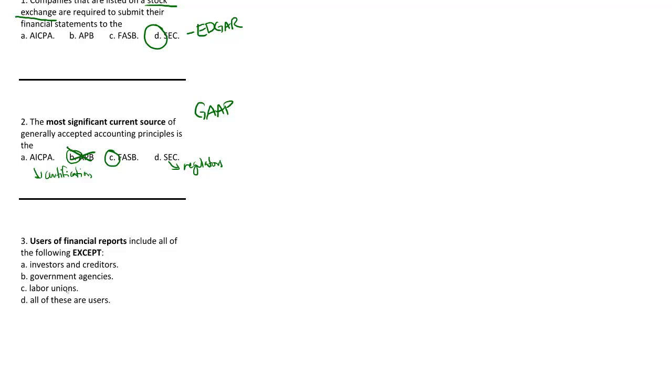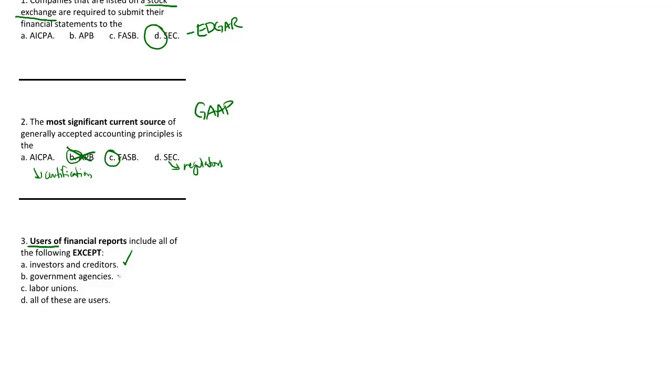Next, we look at users of the financial statements. Users of the financial statements are everybody involved, talking about investors, suppliers, customers, anywhere along the supply chain. People need the financial reports to make decisions, whether they're going to partner, whether they're going to lend the money, etc. So investors and creditors are definitely the first ones that we think of. Those are definitely users of financial reports.